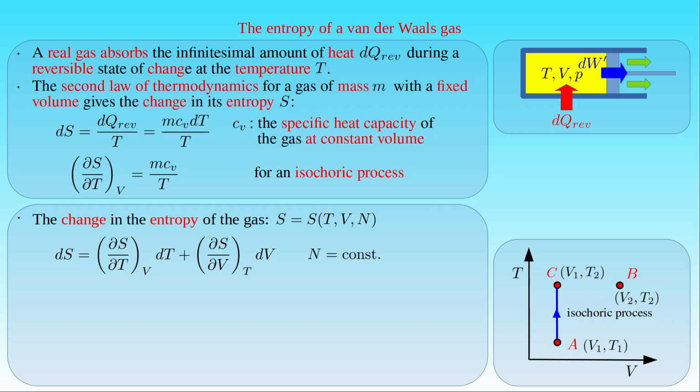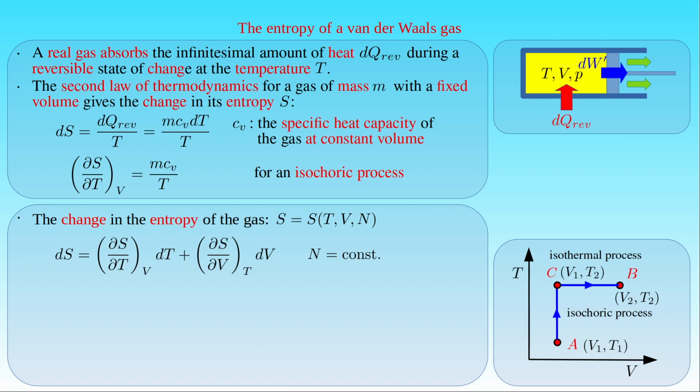Then we allow the piston to move such that the warm gas could perform an isothermal expansion between the state C and its final state B, where the volume of the gas is given by V2. The two terms in the right-hand side of the infinitesimal change in the entropy S represent the two processes between the states A and C, and between the states C and B in the diagram. The first term describes the isochoric process, where we already determined the partial derivative of the entropy with respect to the temperature at constant volume.